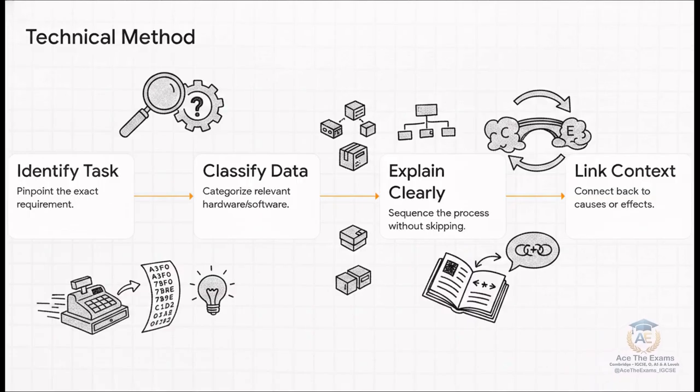Step 3. Explain the sequence clearly. Imagine you are explaining how the process works to another learner who has literally never seen it before. Do not skip steps. Step 4. Connect it back to the context. Check whether the question wants causes, effects, advantages, or evaluation, and fiercely tailor your final sentence to match.